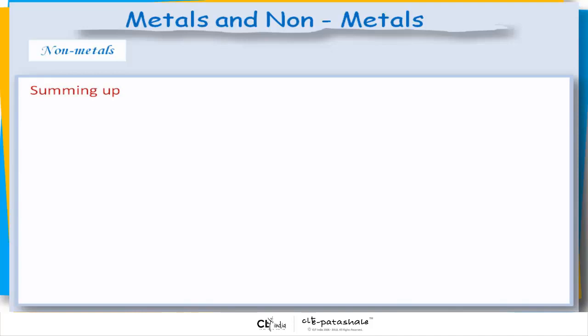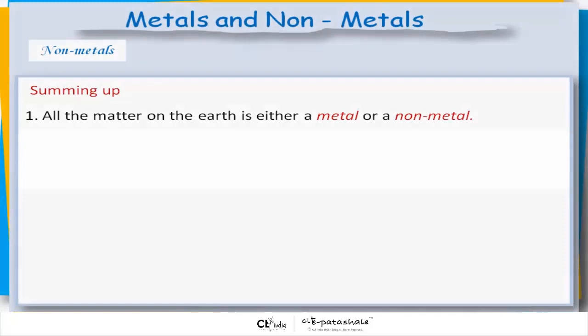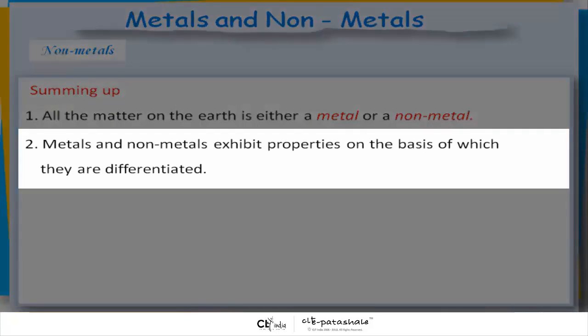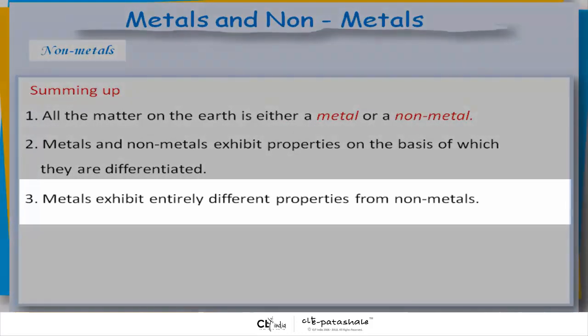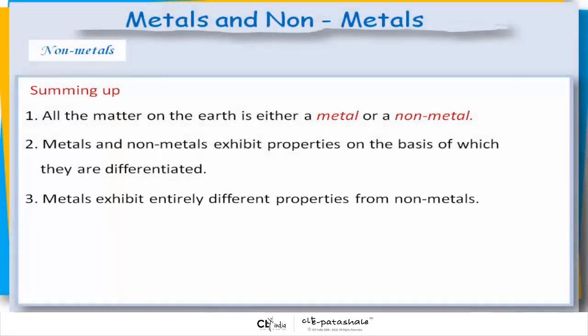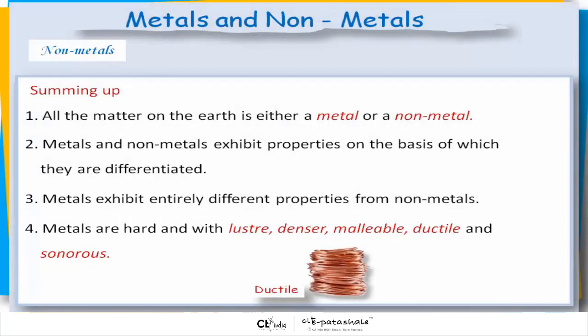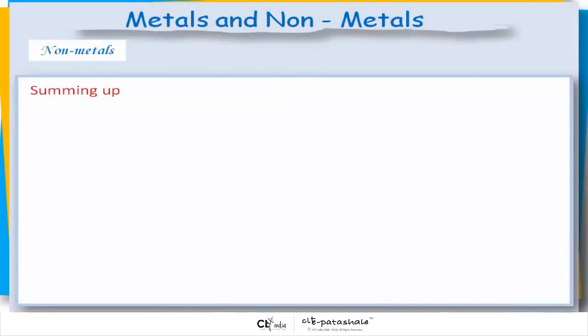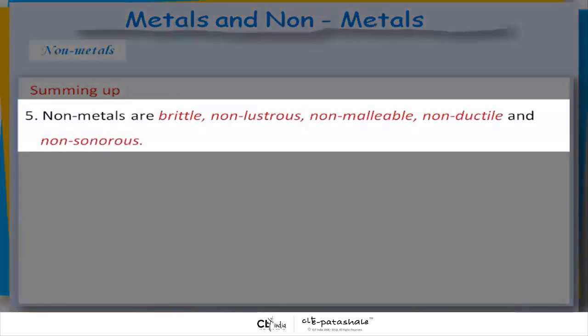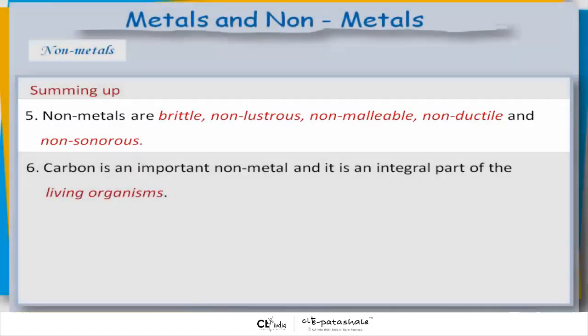Summing up, all the matter on the earth is either a metal or a non-metal. Metals and non-metals exhibit properties on the basis of which they are differentiated. Metals exhibit entirely different properties from non-metals. Metals are hard and with luster, denser, malleable, ductile and sonorous. Non-metals are brittle, non-lustrous, non-malleable, non-ductile and non-sonorous.